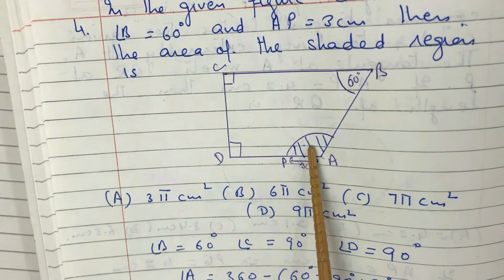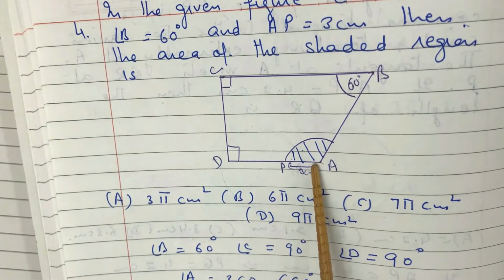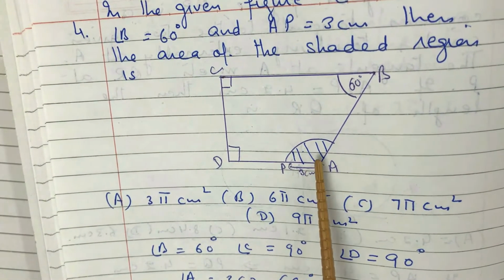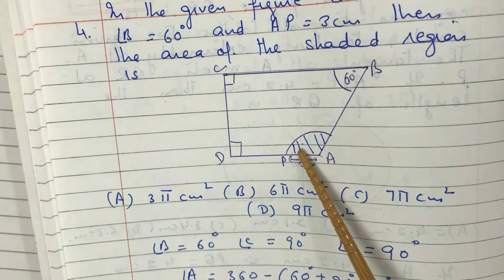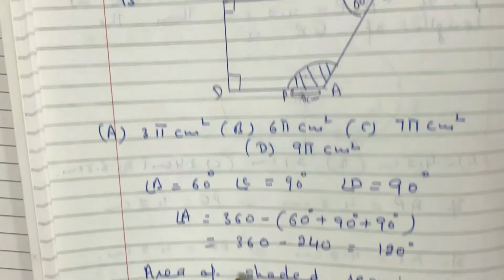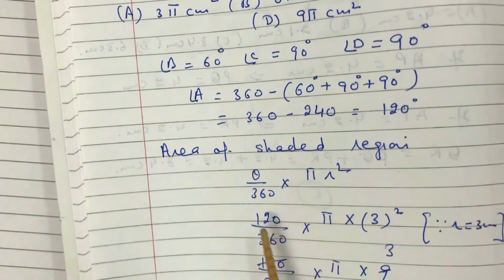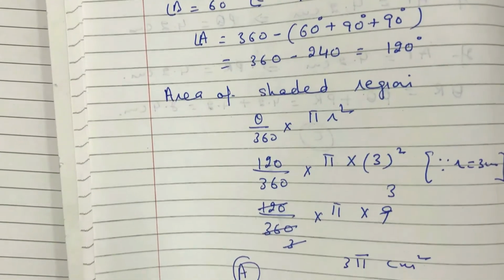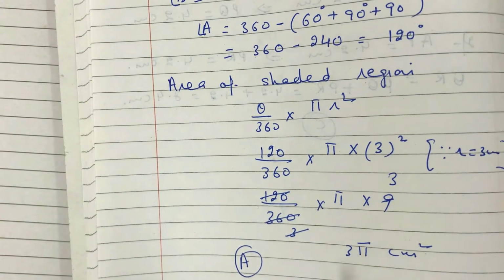We have to find the area of this shaded region, and so area of the sector is theta by 360 into pi r square. So after calculation we will get, this will come out to be 3 pi centimeter square. So I have written it here. First I have found the angle A, then area of the shaded region, that will come out to be 3 pi centimeter square. So A is the option.